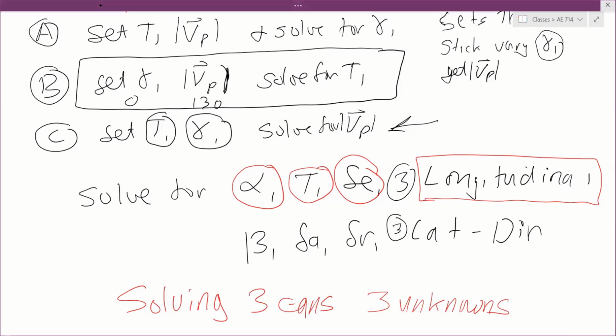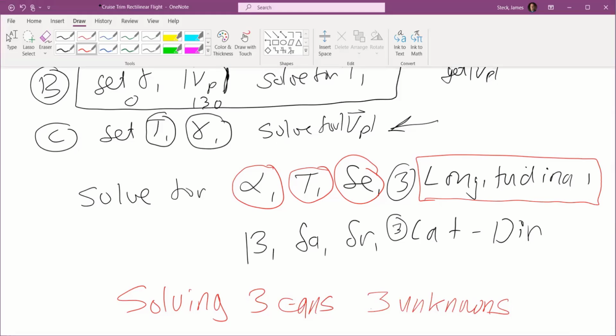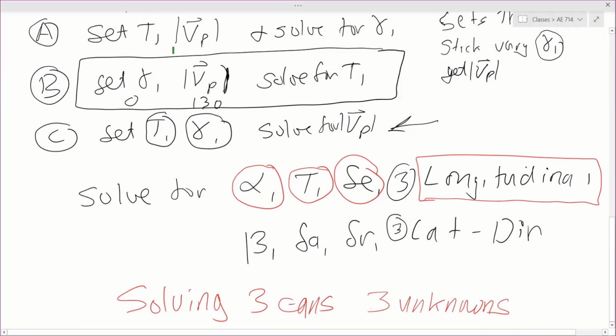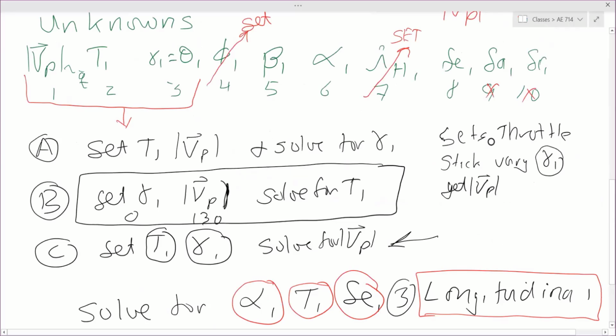Okay, so let's go. Last thing we're going to do here is talk about, well, can we solve this? Let's see what I get with this setting. Okay, so let's look at alpha, thrust, and elevator and where they show up.